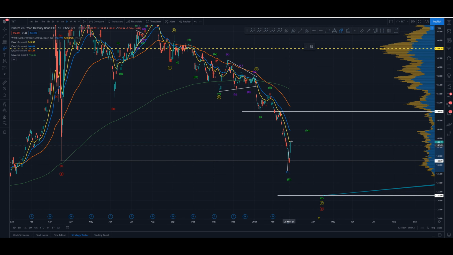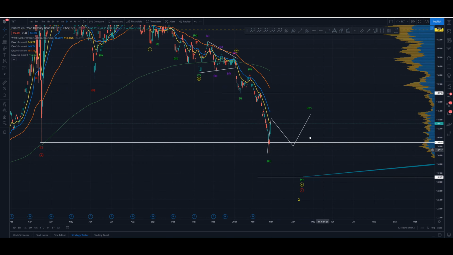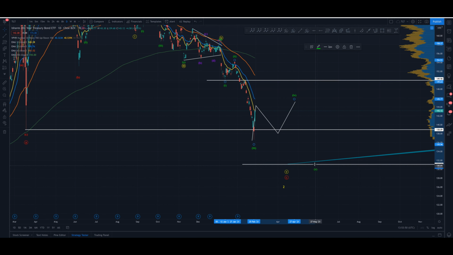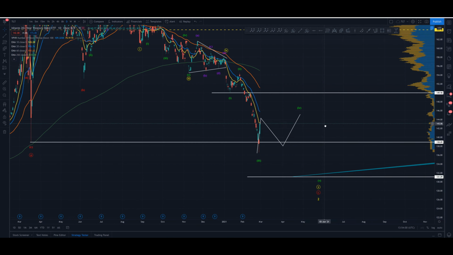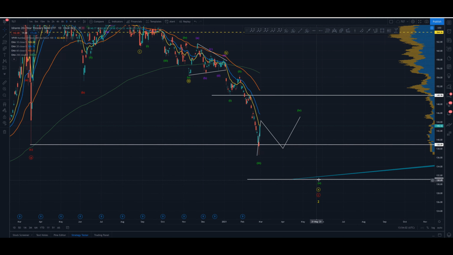So we could do something like bump, bump, bump into a 4, something like that. That would be like a flat pattern. And then we get that final flush down in bond prices to find parity deeper down to complete our wave 2. This would have yields spike aggressively again further out into the year, perhaps towards May or June.